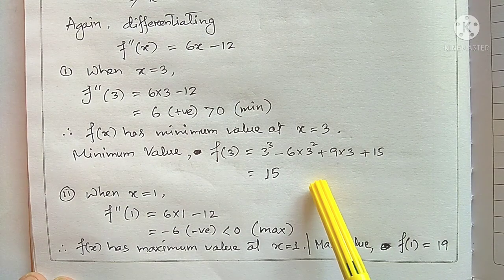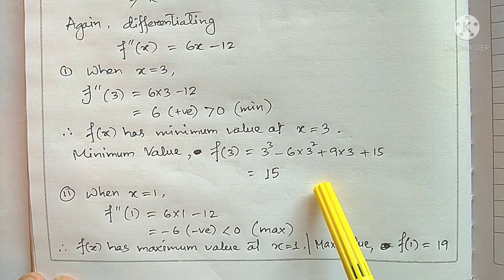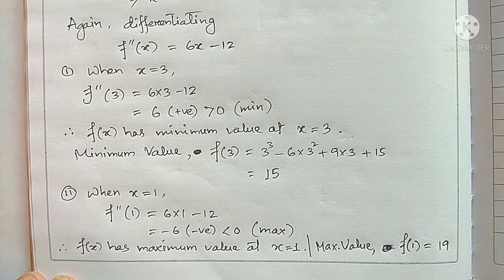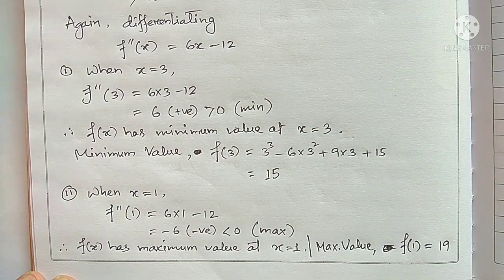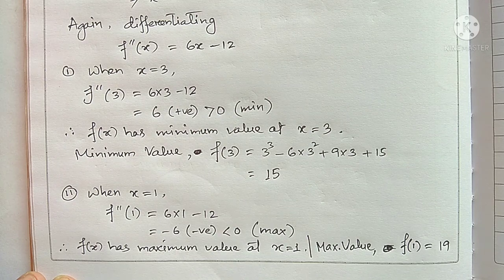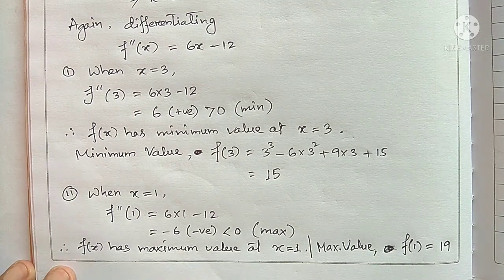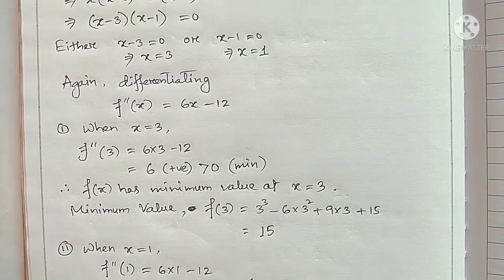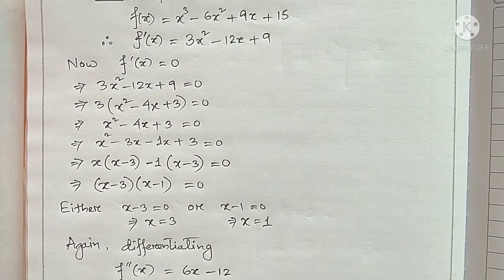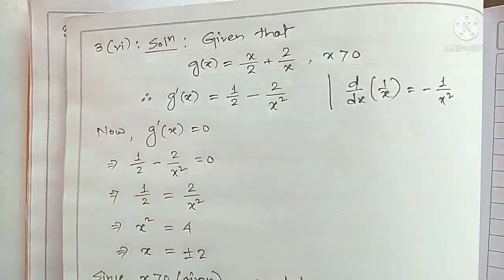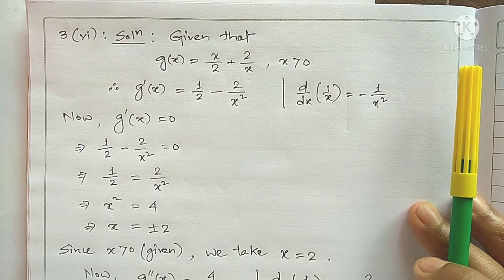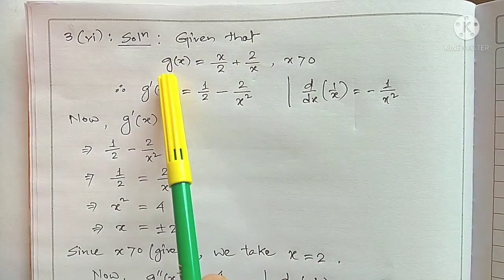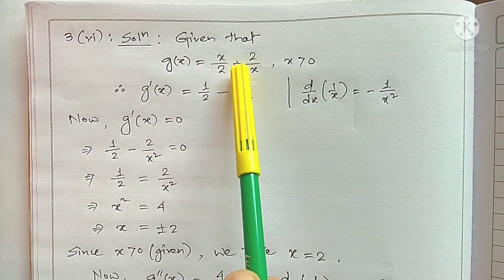So in this way, some more questions are here in question number 3. This one is the 5th one. And again, the next question is g(x) equal to x by 2 plus 2 by x. So now let's see how we can solve this one. In this case, first of all, what you have to write? The next question is question number 6. So we write: given that g(x) equal to x by 2 plus 2 by x.